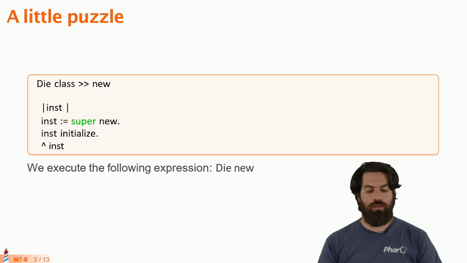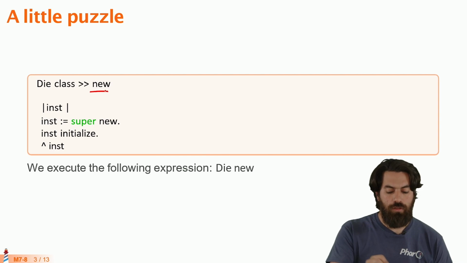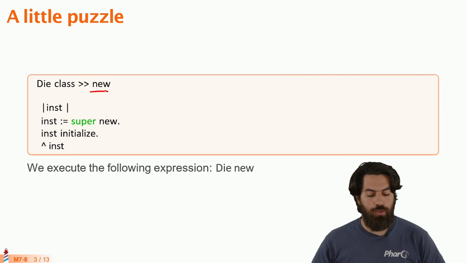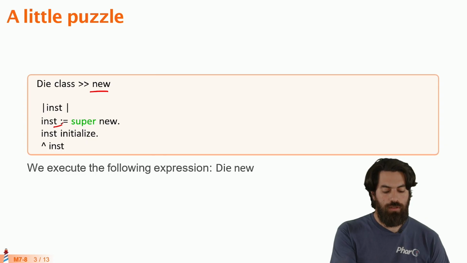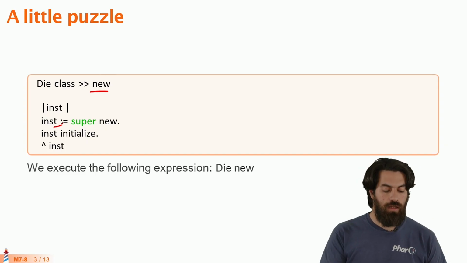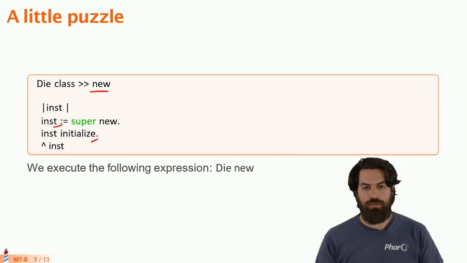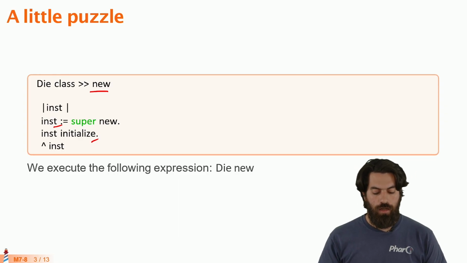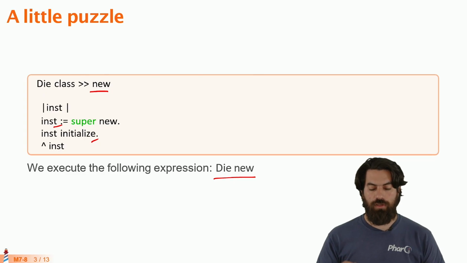So let's start with a little puzzle. We have the Die class. It has a class method that is redefining new. This method is calling super new, getting some instance here, and then calling the initialize method, so sending the message initialize on the instance. Now, we execute the Die new expression.